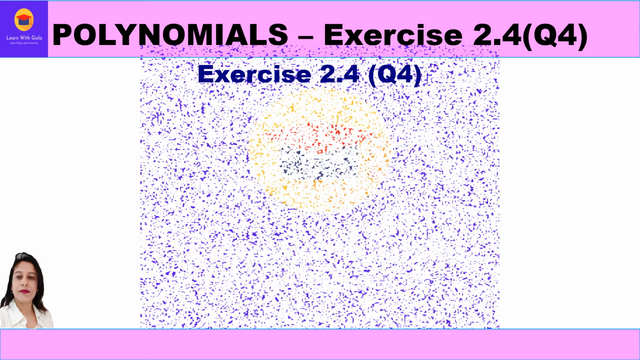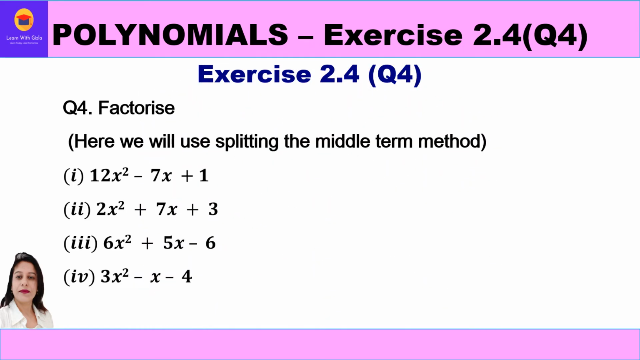In this video of polynomials, we shall be taking question 4 of exercise 2.4 of NCERT. Now in the previous video, I had explained about two methods of factorization, that is the factor method and the splitting the middle term method. So in this video, we are going to solve question number 4, that is factorize using splitting the middle term method. So there are 4 parts to this question. So let us take each one of them one by one.